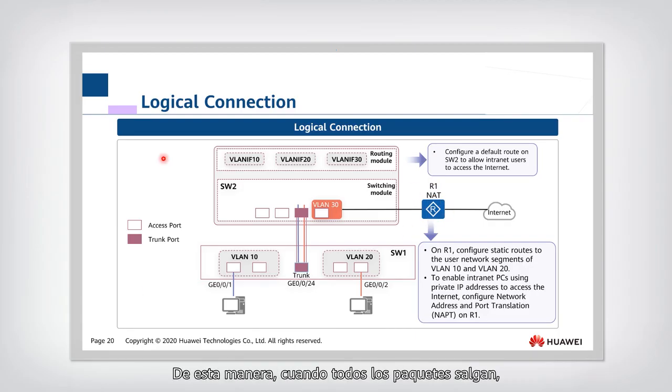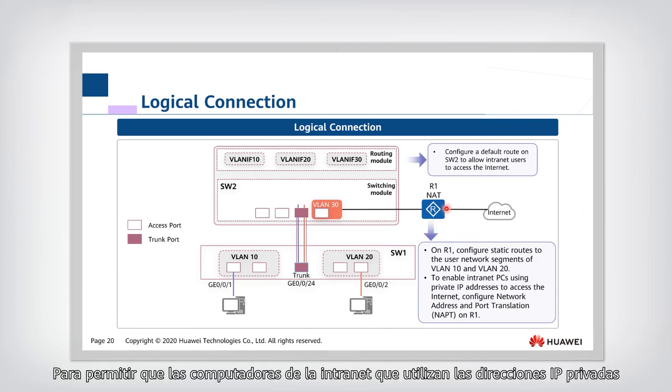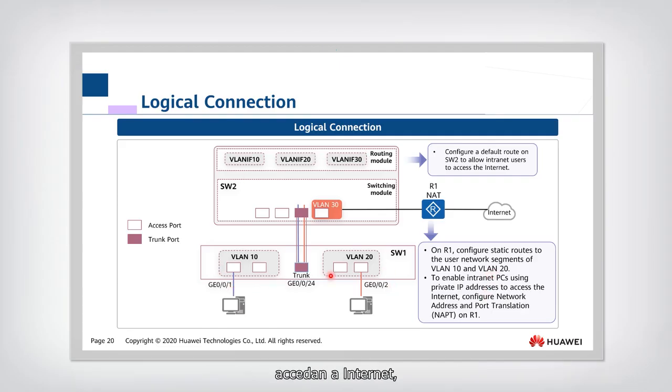So for all the packets, when they go out, the outer internet will think these packets come from one same IP address. Okay, so to enable the PCs using private IP addresses to access the internet, this router's NAT can function as the configuration and translation of this communication. So we configure the network address and port translation on router 1. Okay, this is the logical connection.